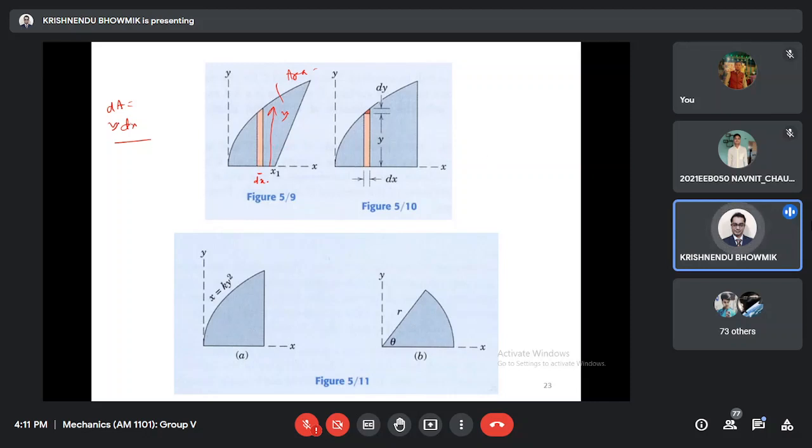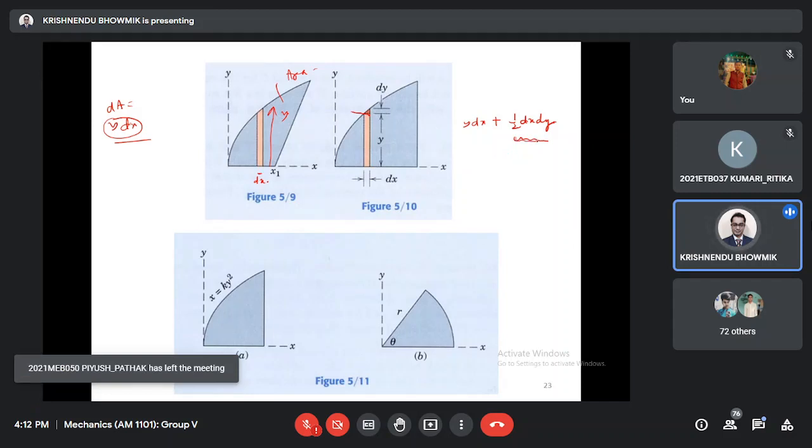If I write y dx, this is the area of the strip, correct? Yes, sir. But somebody can do it like this: y dx plus that triangle, half dx dy, based on this point. Somebody can try with this, but this is more complicated, is it not? It is more complicated to calculate.